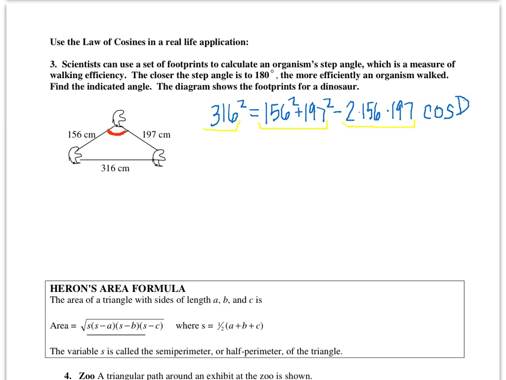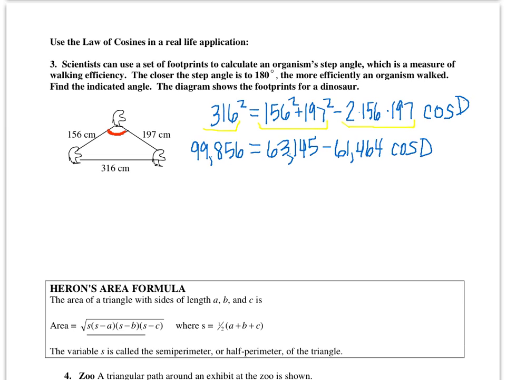So 316 squared is 99,856 equals, this is 63,145 minus, and this is 61,464, and we still have that cosine of D. Now at this point, you should know how to go through and solve for D. So pause the video and try and solve this one on your own.